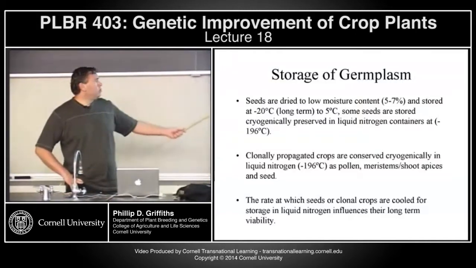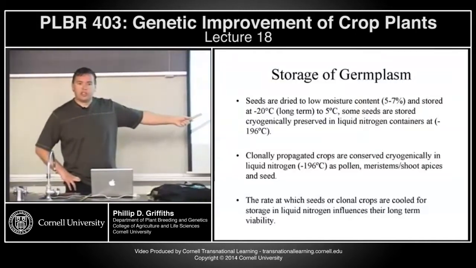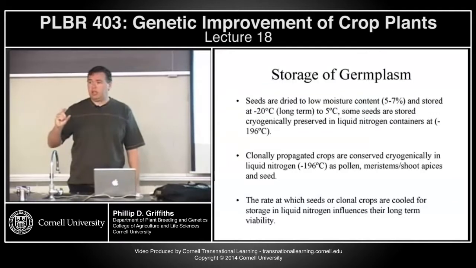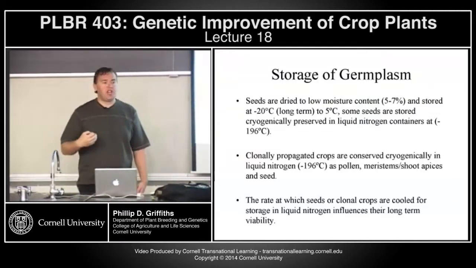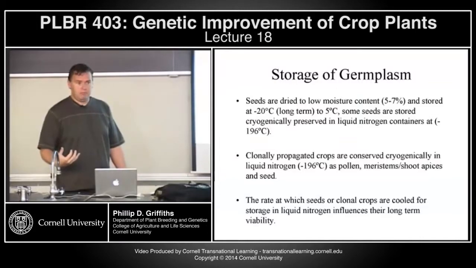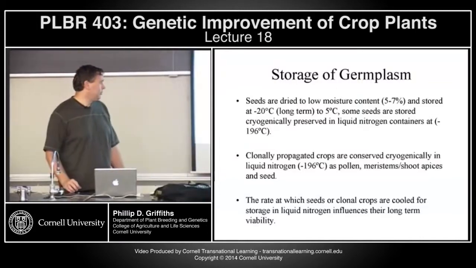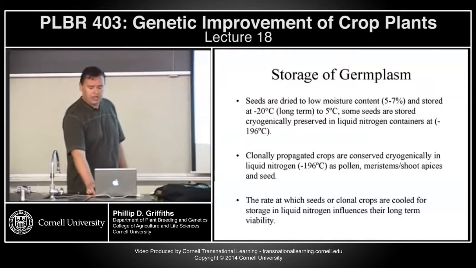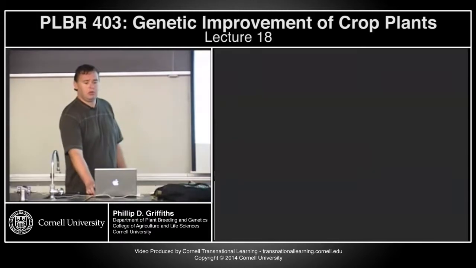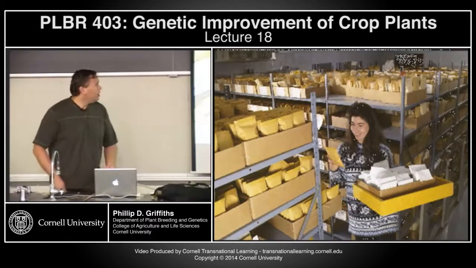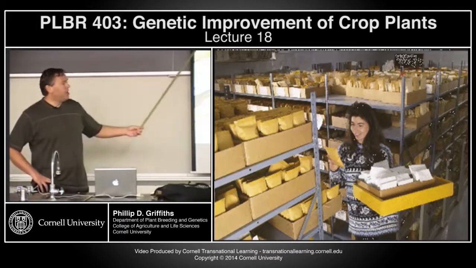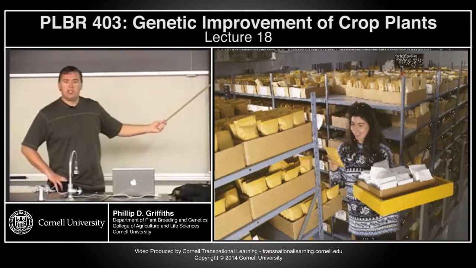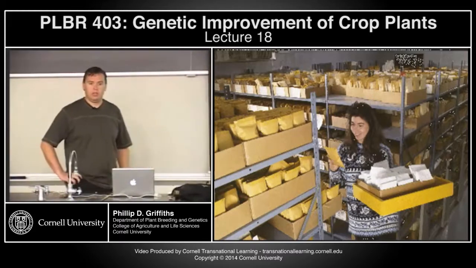But they're able to store clonally propagated crops such as apples just as a small piece of budwood in liquid nitrogen. This obviously saves a lot of time and money with respect to being able to maintain apple varieties, for example. A lot of study has gone into the rate at which these are cooled into liquid nitrogen, because that can have a big effect on the long-term viability of the material. In the case of Geneva, they're just held quite simply in seed packets at about 5 degrees centigrade, and then when the seed is requested, they just packet it out and send on.